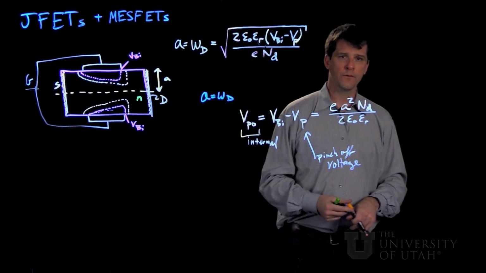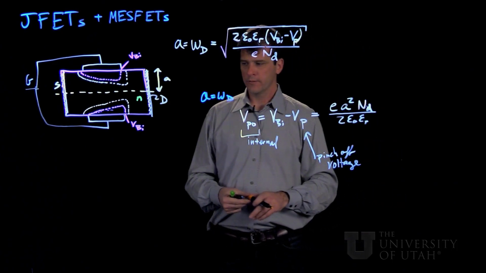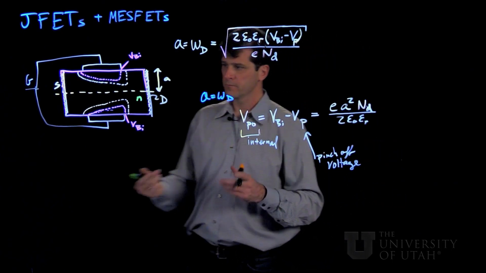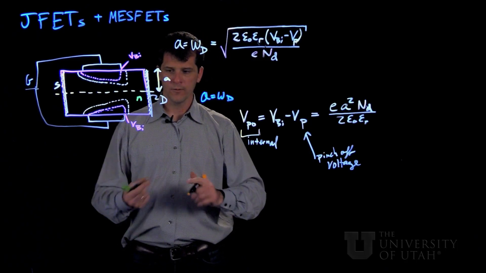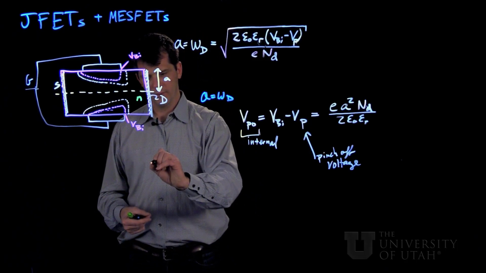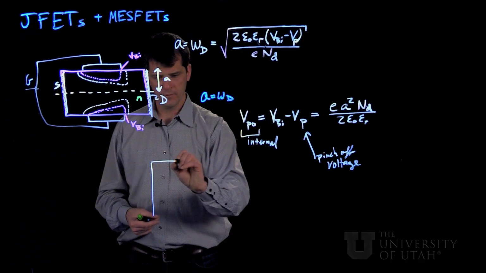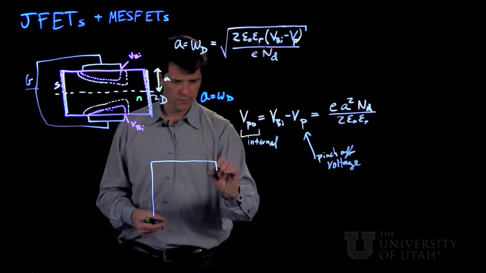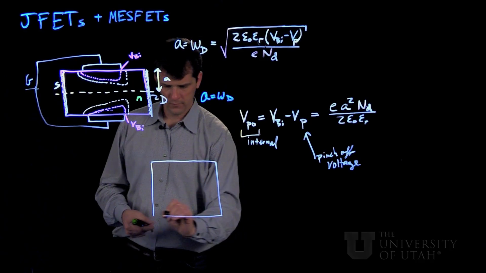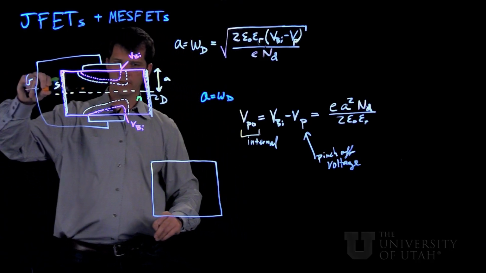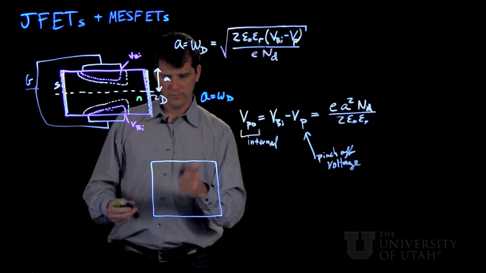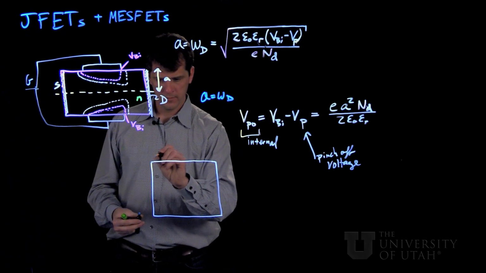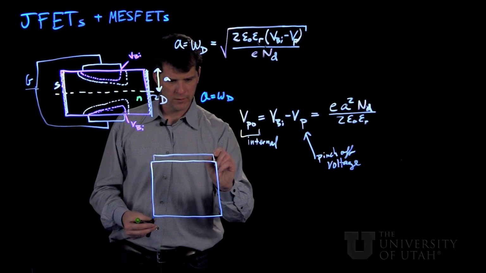So this leads us into an interesting discussion about how hard or easy it is to actually pinch off a channel. So let's imagine we're going to look in cross-section. We're going to look from this direction, from the source to the drain, and we only have the gate contacts on the top and the bottom, let's say.